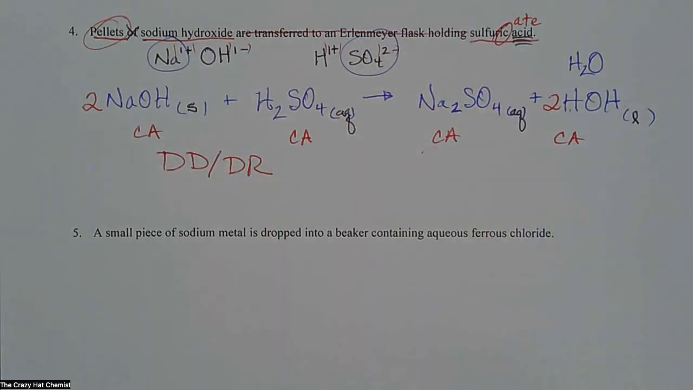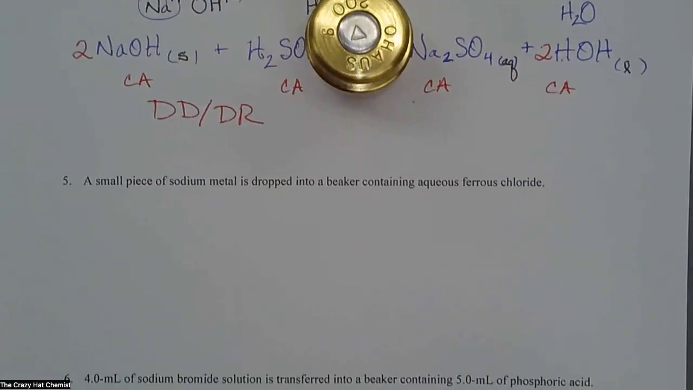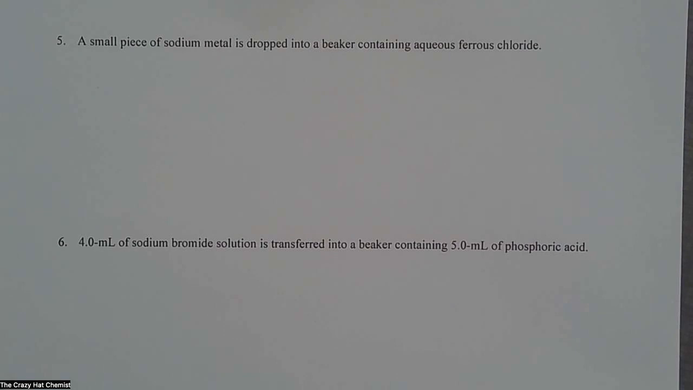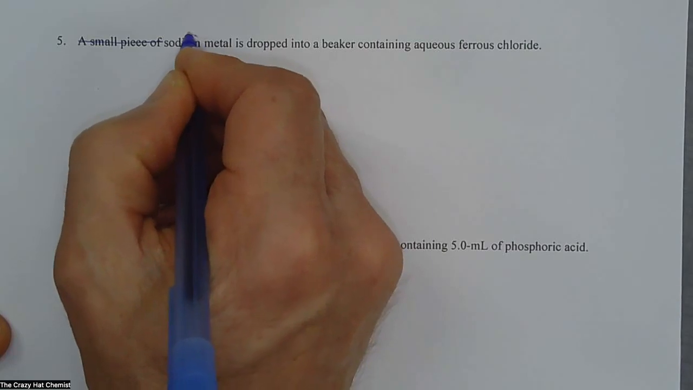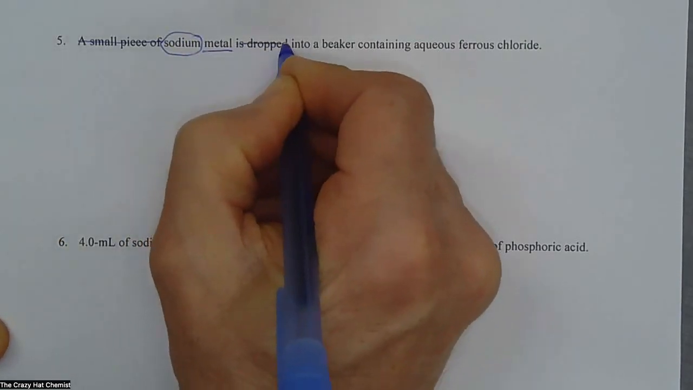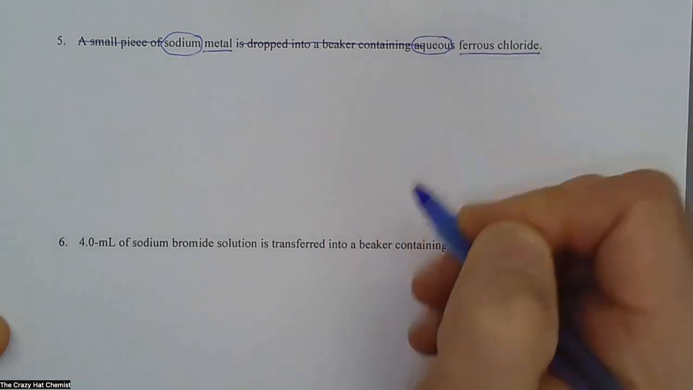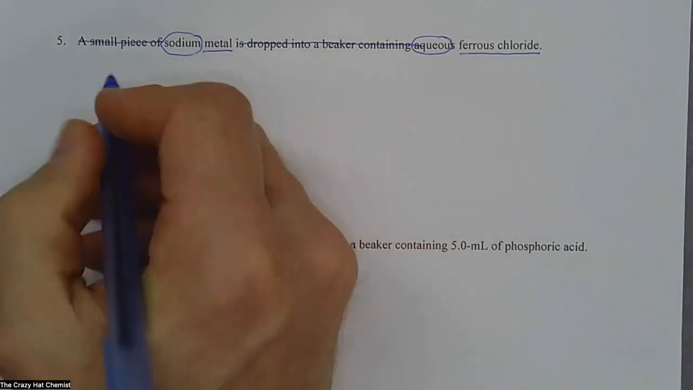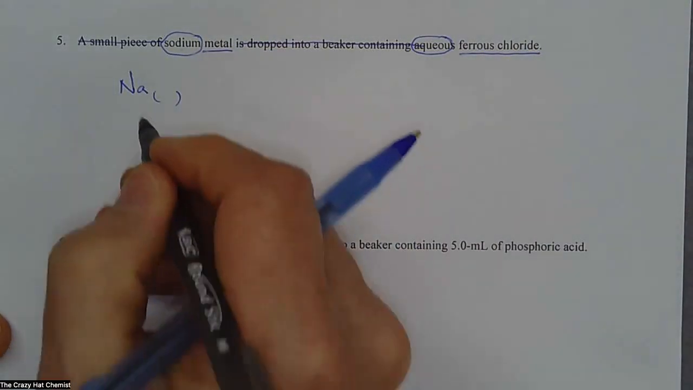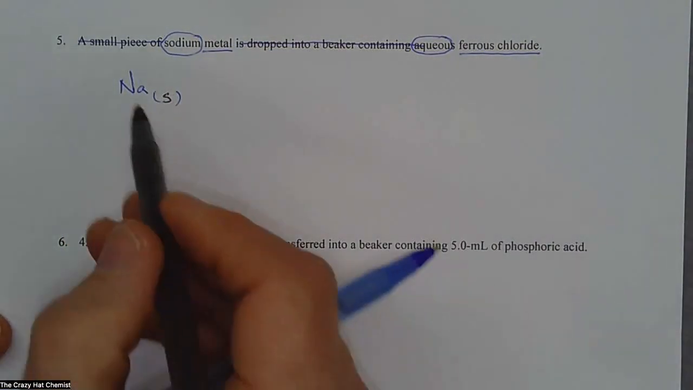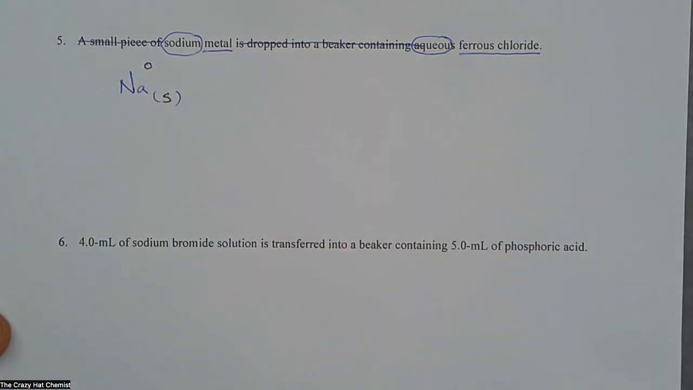Now we're going to move on to our next problem, number 5. Okay, number 5. All right, fantastic. Number 5 is right here. It says a small piece of sodium metal is dropped into a beaker containing aqueous ferrous chloride. So sodium metal, that's Na, and that is a solid because it's an element. Notice that there is no charge to this. Some instructors might say that this has a 0 charge, which is correct.